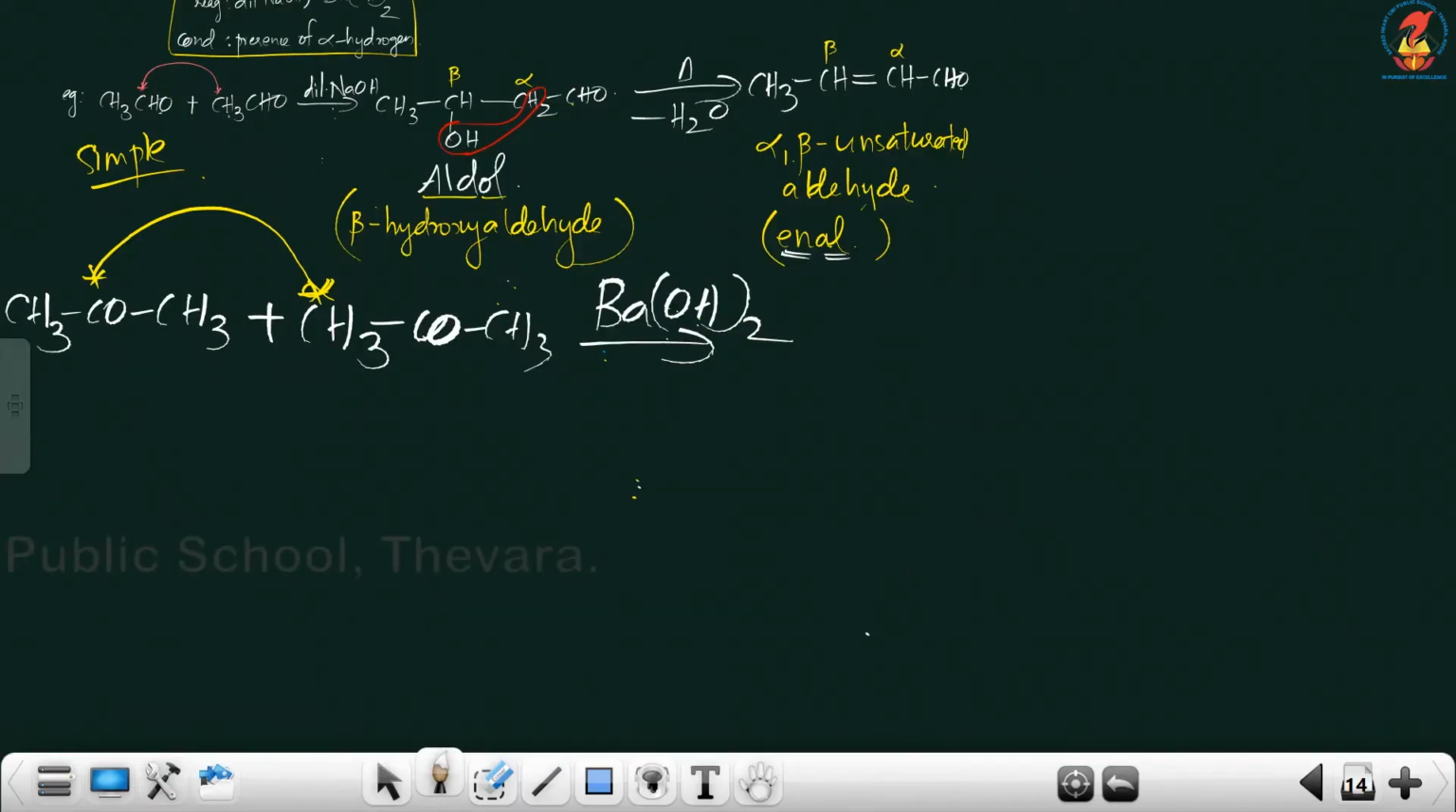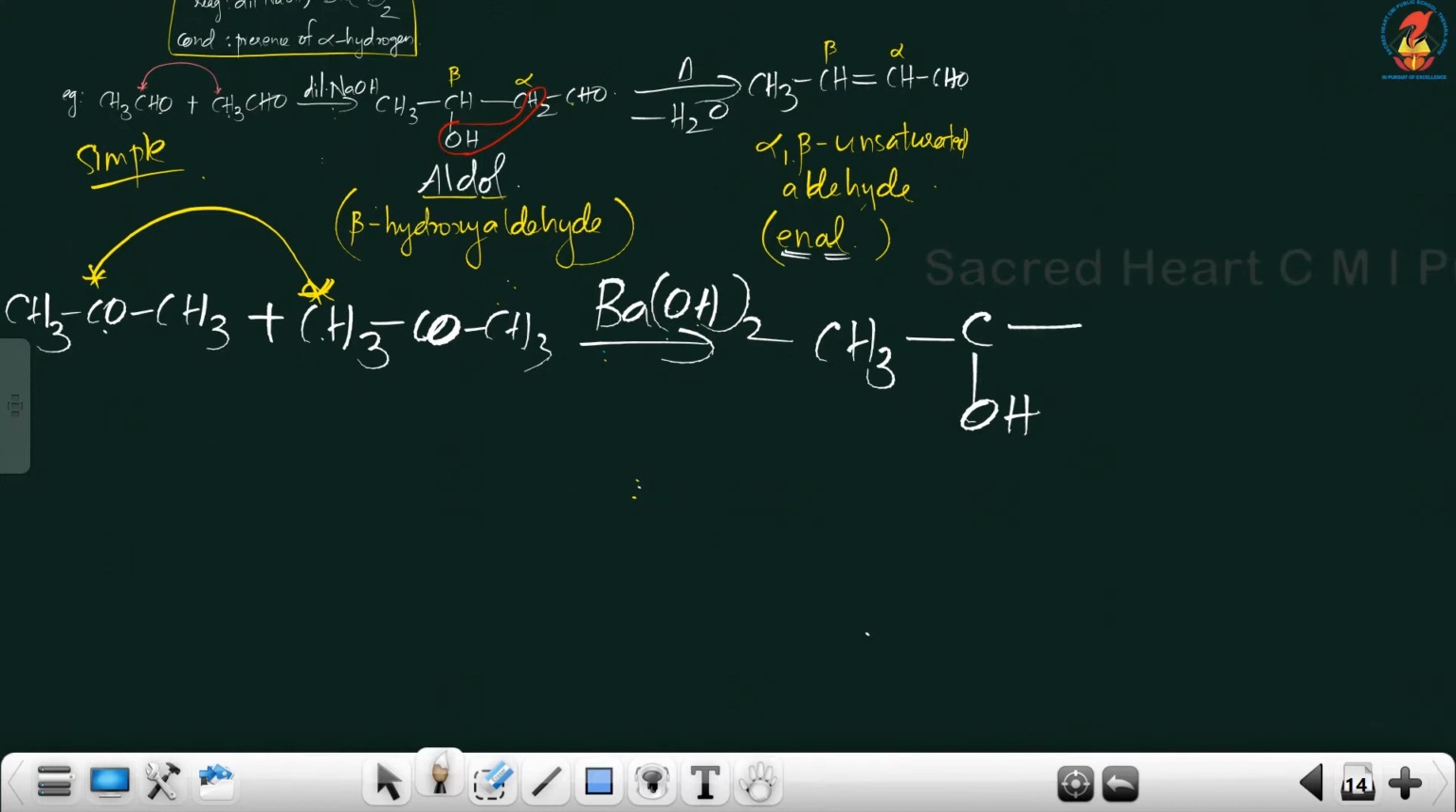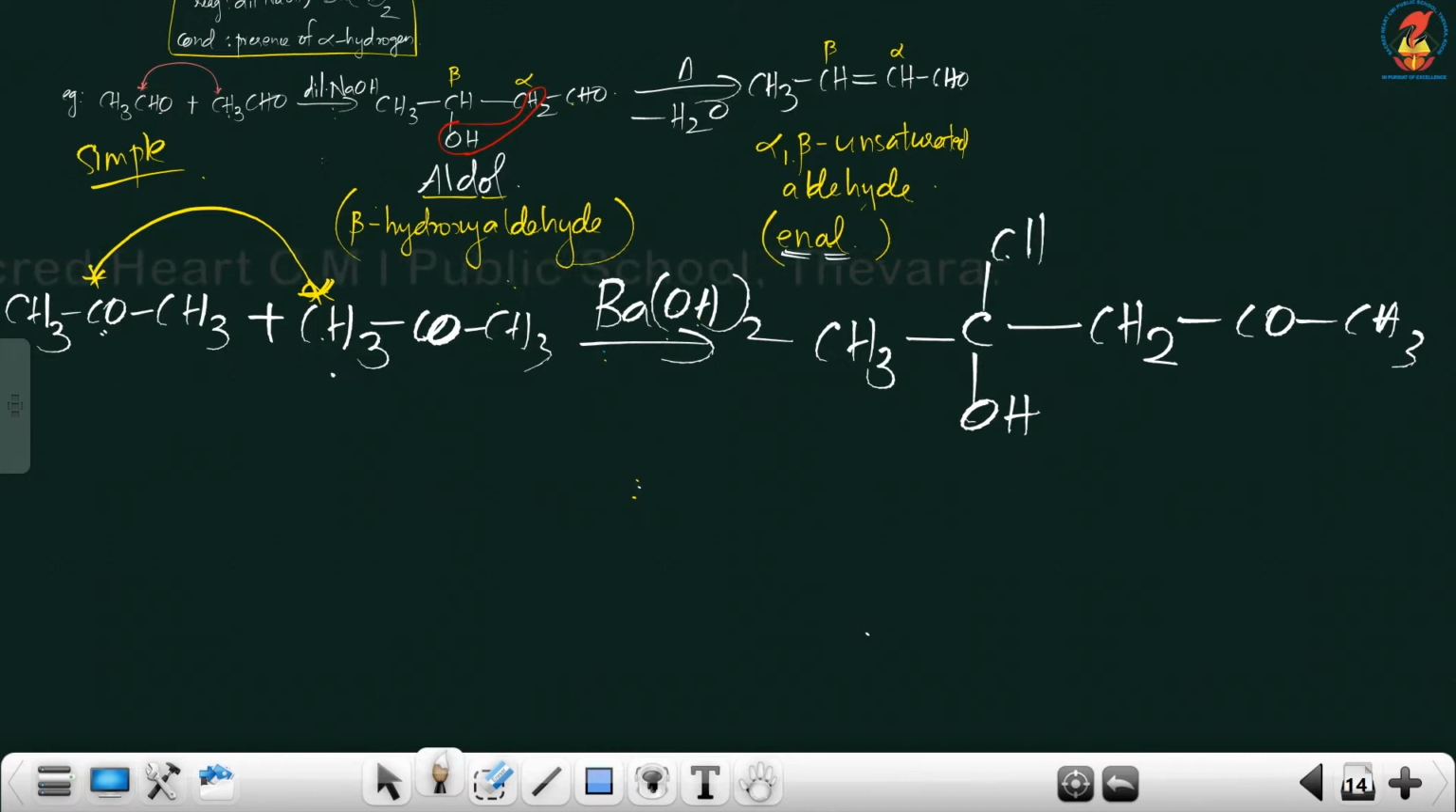No need to learn the products by heart. You can look here and write the product. CH3, single bond C, O will become OH. And this carbon we have to connect with this carbon with a single bond, and when you connect, subtract one hydrogen from here, so it will become CH2, then simply copy COCH3. Now we have one more group on this carbon, that is CH3, that we can write on the top.